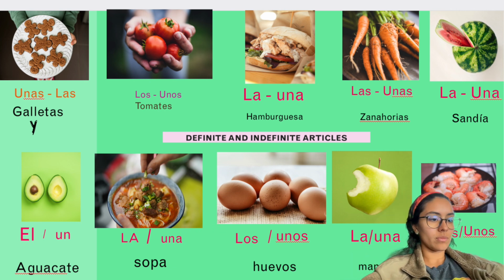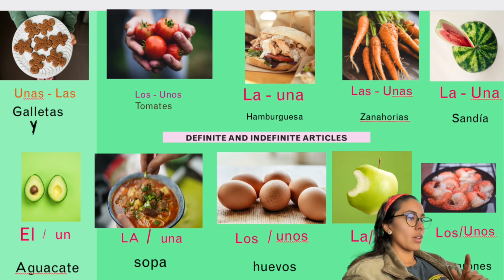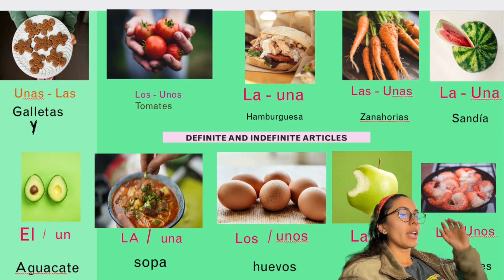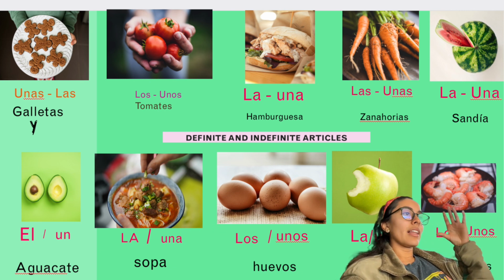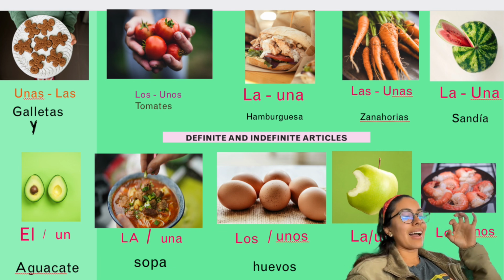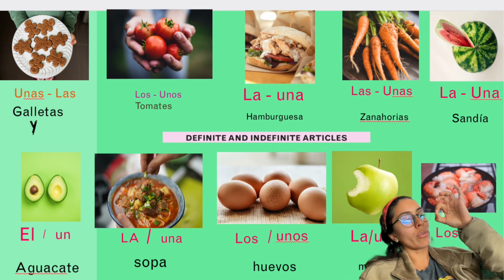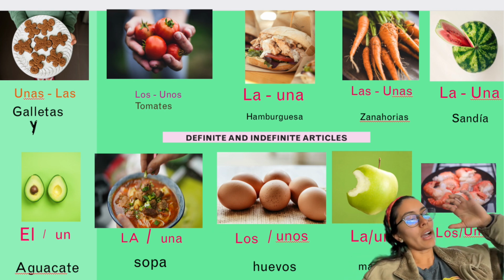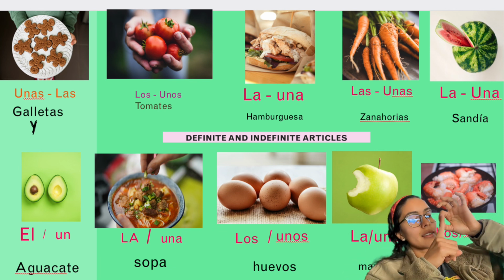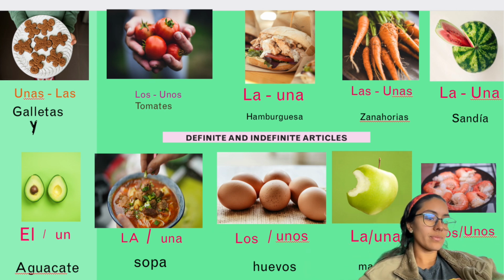Los huevos. Unos huevos. I'm gonna stop you right here on huevos because I want to tell this to everyone. I feel like you guys, when there is a LOS, you're using an A, and it's an O. Los huevos. So if it's LOS, I want you to say los. I don't want you to say las. Okay. Los huevos. Unos huevos.